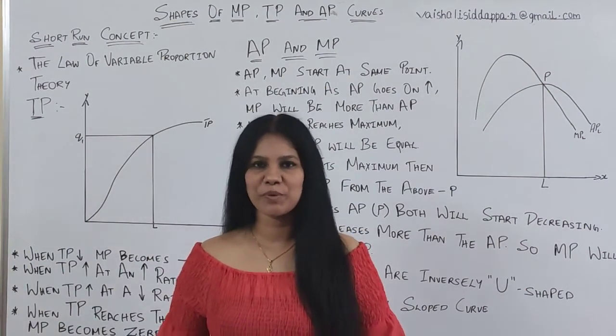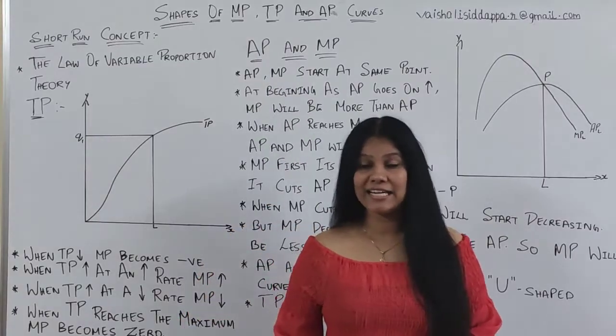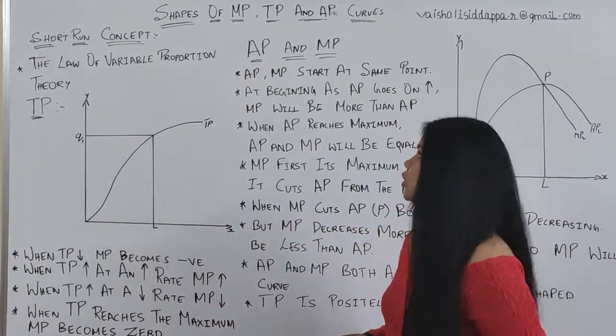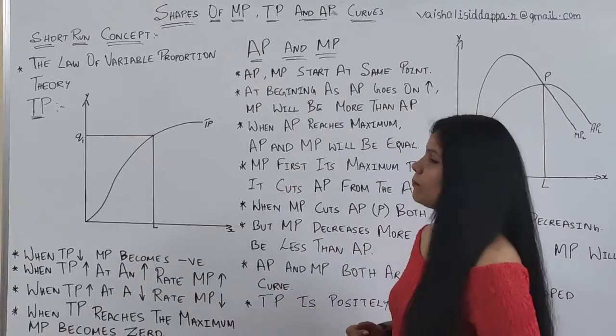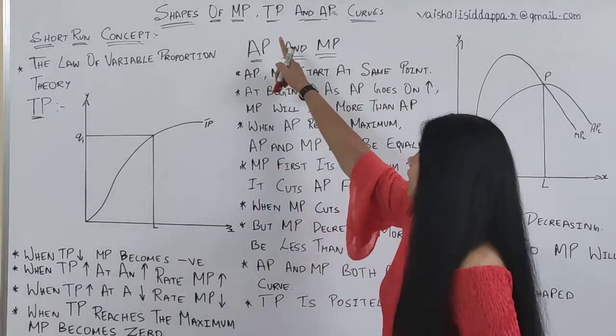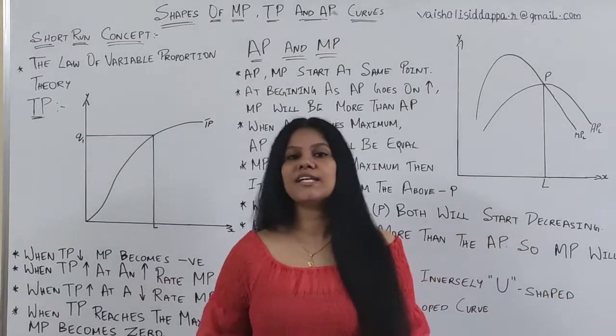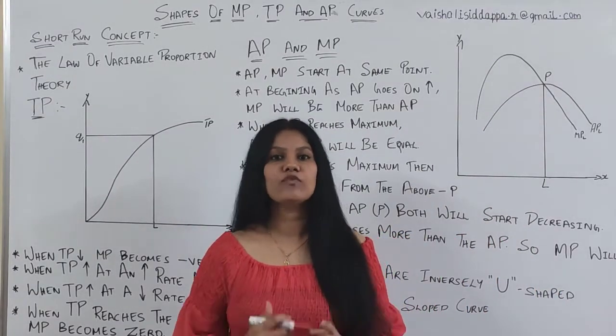My channel, which is Complementary Economics. And today's class is about the production and cost theory. One of the production concepts, which is the shapes of marginal product (MP), total product (TP), and average product curves. In today's class I'm going to talk about the shapes of the curves.